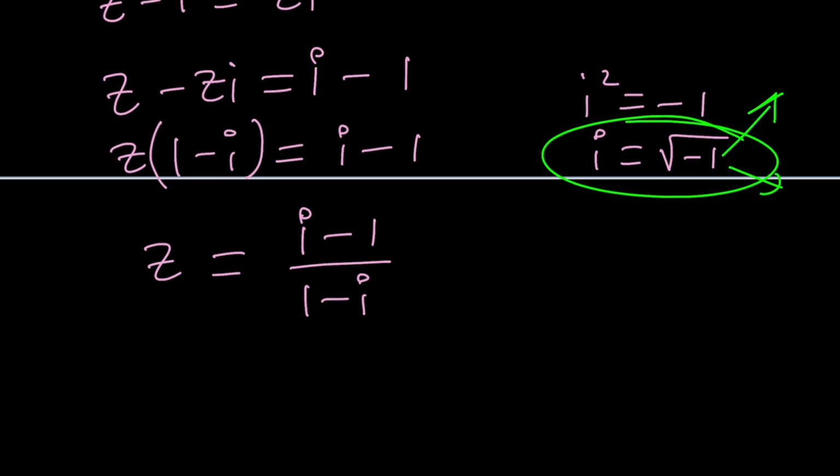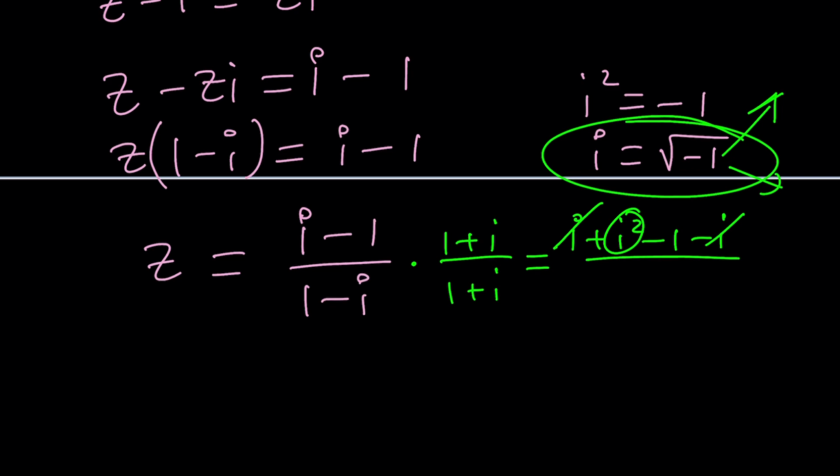So what is this equal to? Can we multiply by 1 plus i and get the answer? Like multiply by conjugates? Probably. Let's do it. i times 1, i times i squared, and then negative 1 minus i. i squared is negative 1. i cancels out. This becomes negative 1. And at the bottom, we get 1 plus 1, which is 2. That gives us negative 2 divided by 2 equals negative 1.